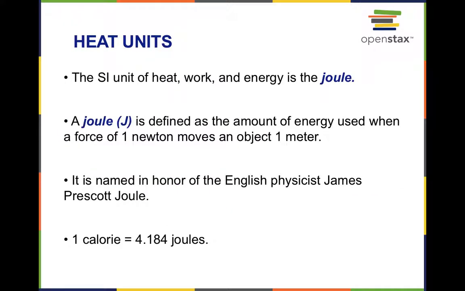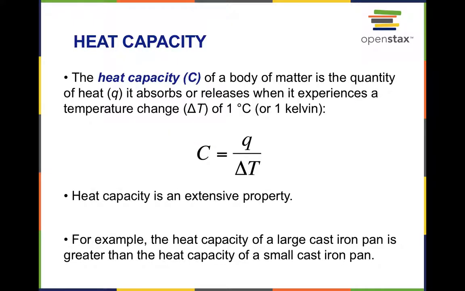For SI, we use the unit joule, and you can convert from joules to calories and back and forth. The joule is defined as the energy used to force 1 Newton to move 1 meter. And so 1 calorie is equal to 4.184 joules, and so you could convert between the two. Some of your worksheets will be in calories and some will be in joules, so you need to be familiar with both of those terms.